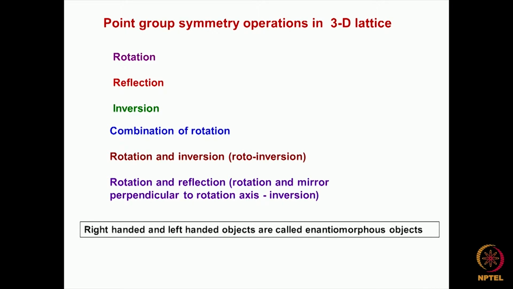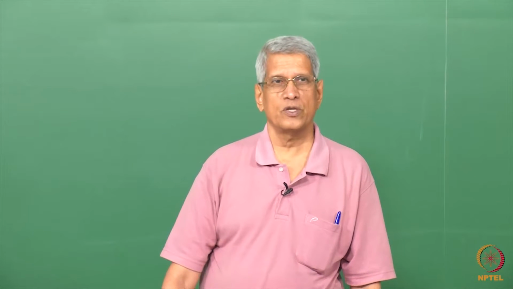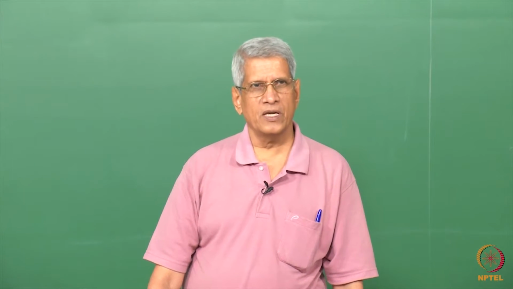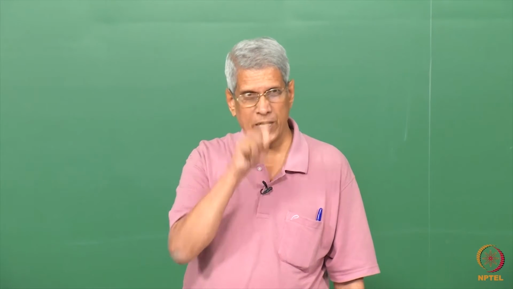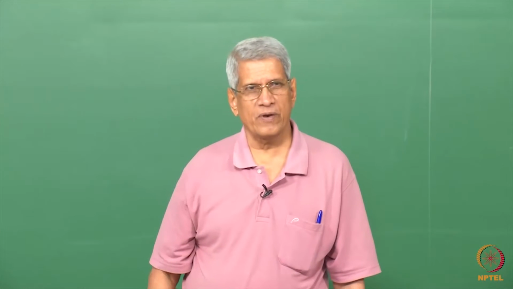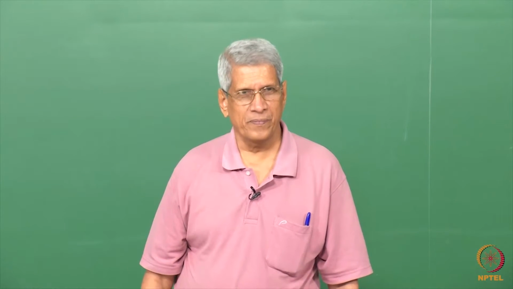That is, either the rotation axis is there and the mirror, the reflection, is parallel to it or perpendicular to it; that combination can be chosen. Then we can have a rotation and a reflection, that is, rotation and a mirror perpendicular to the rotation axis, that gives rise to inversion. That is why sometimes people ask whether inversion is a new operation or a combination of two operations, rotation and reflection.